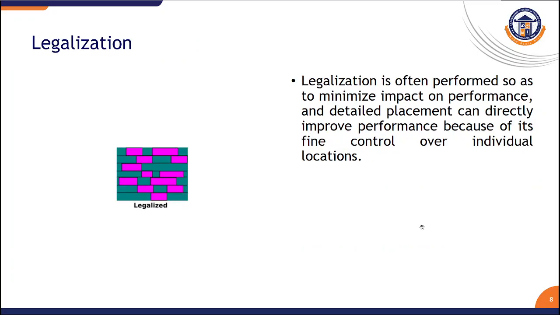And next one is legalization. Legalization ensures that all the cells are placed on valid rows without overlap and satisfy the design rule check. It is often performed before or during the detailed placement. The goal is to make the placement physically valid while minimizing the impact on performance.